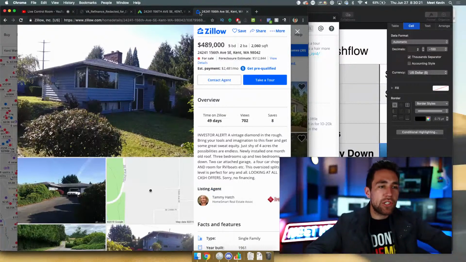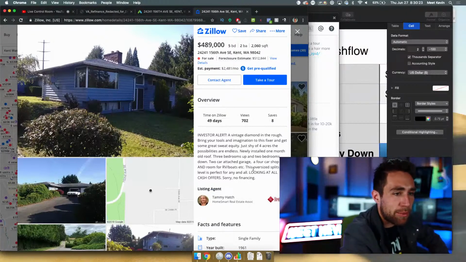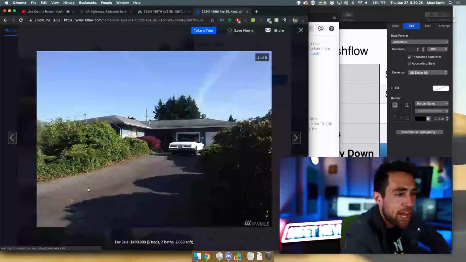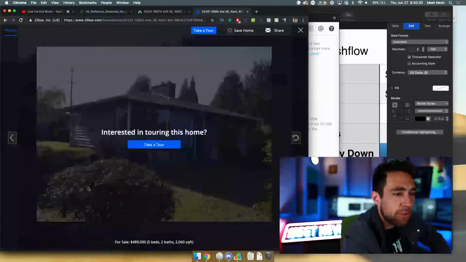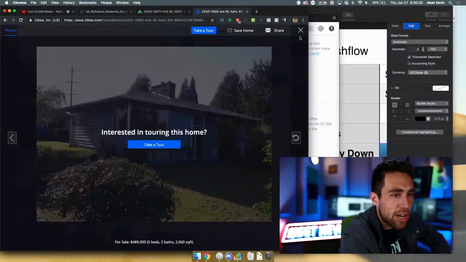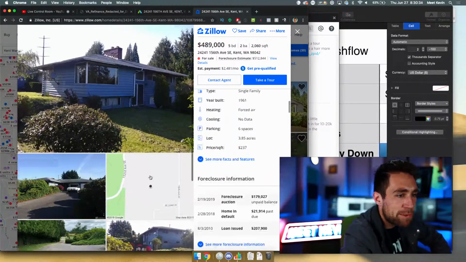That's probably their reserve price, what they're trying to actually get for the property. That makes sense. Vintage, diamond in the rough. And that's the problem with these cash-only deals on auction.com. Look at that. No pictures of the inside because it's occupied. Be careful. This is going to get bid up a lot.